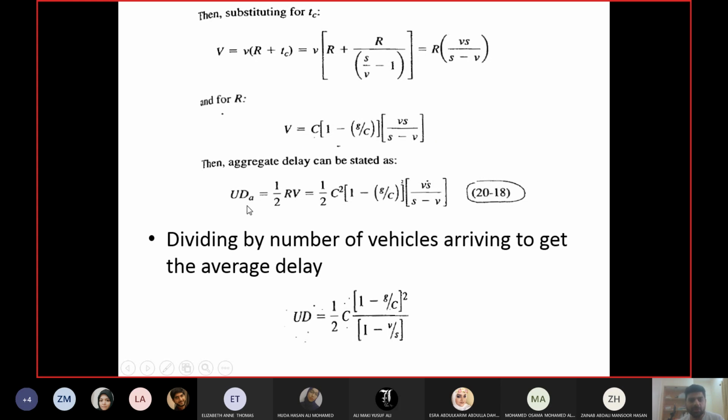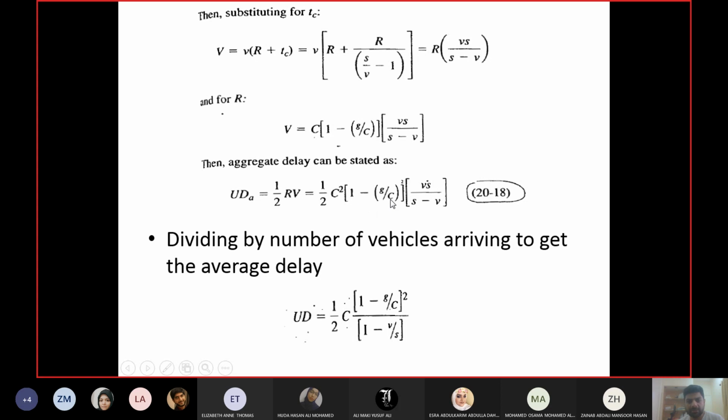Then going back to the equation of Webster, uniform delay, half R into V. So R equals to this, basically only this, okay, not the whole equation. The whole equation is for V. So R equals to C into 1 minus G upon C, and then V equals to this whole thing. So when you put the value of R and V, you will get this equation.